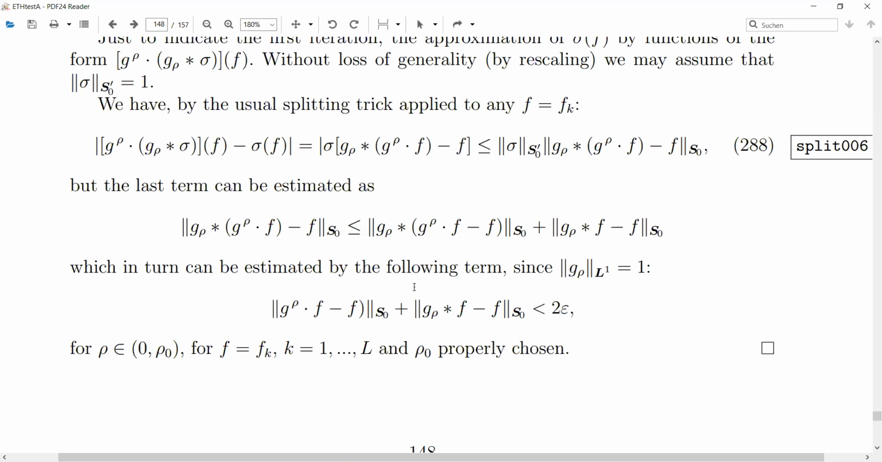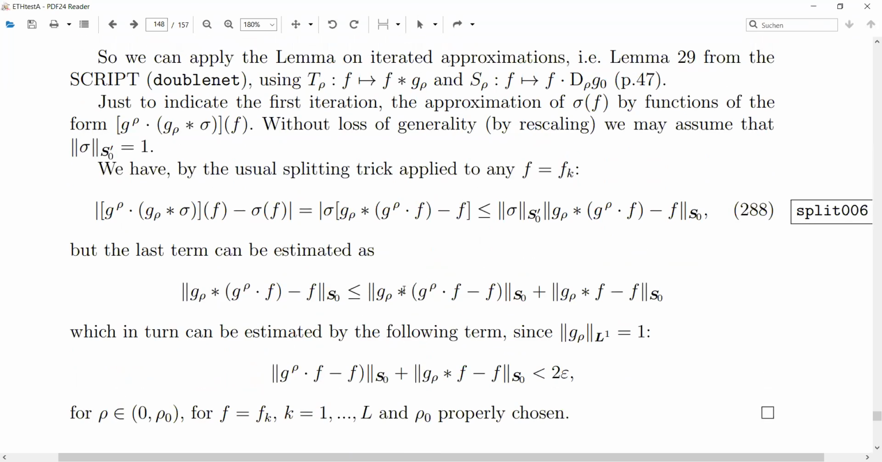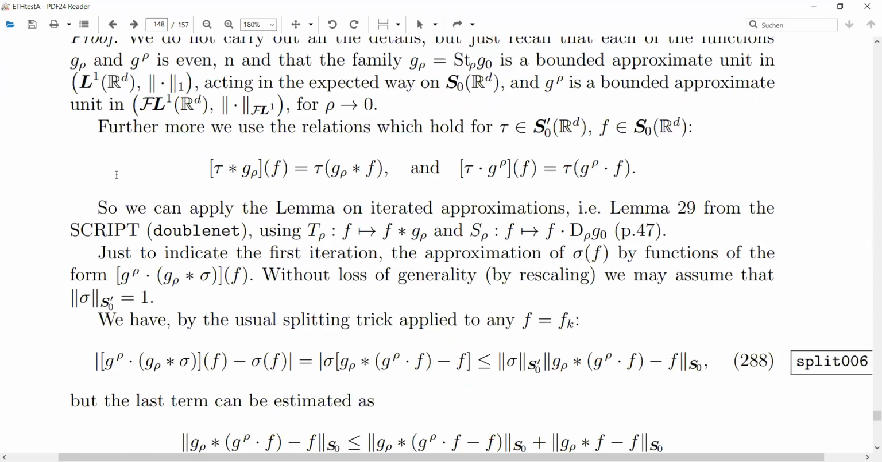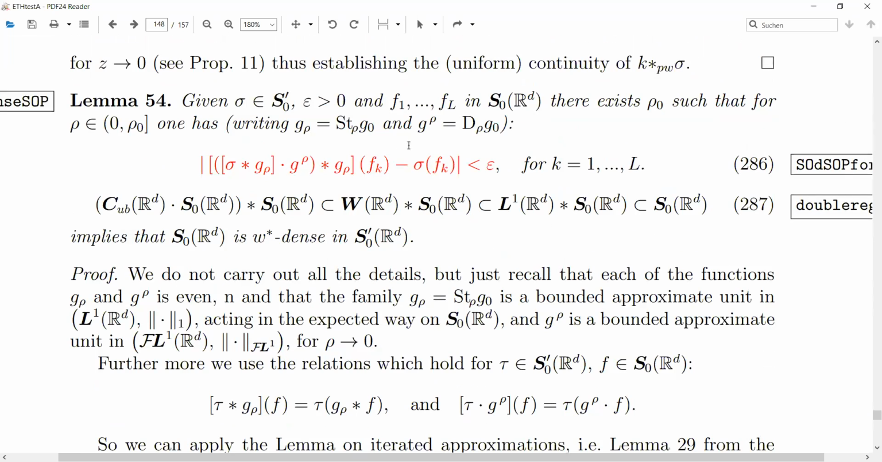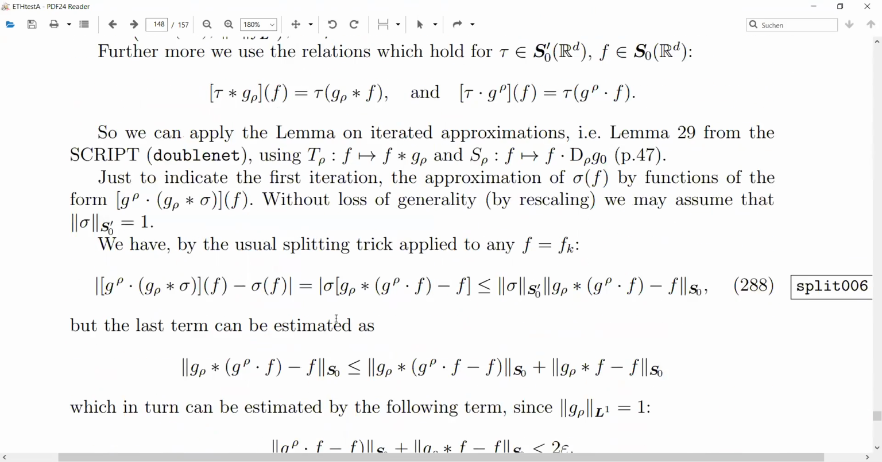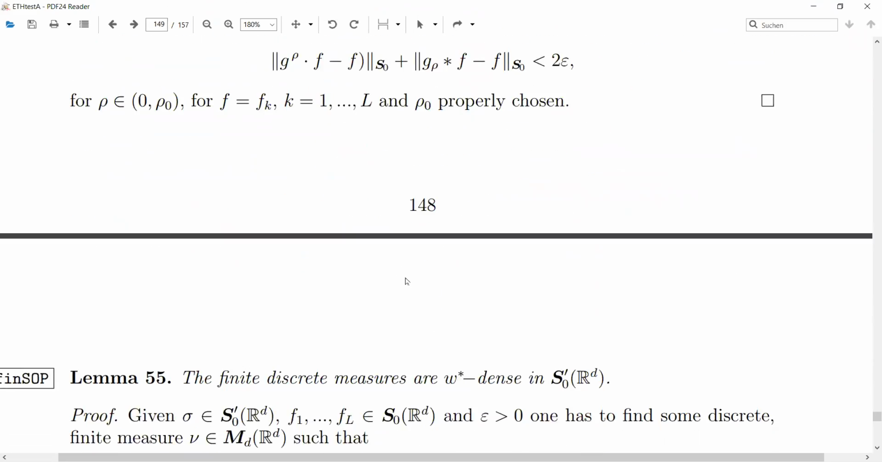So in this way, you can show that this new element, so now the second step would be one more convolution, but that's by the same trick. This guy, which is a distribution coming from a function in S0, will give you almost the same effect on the fk, on this test function, up to some epsilon as you want. And that's exactly the weak star convergence.